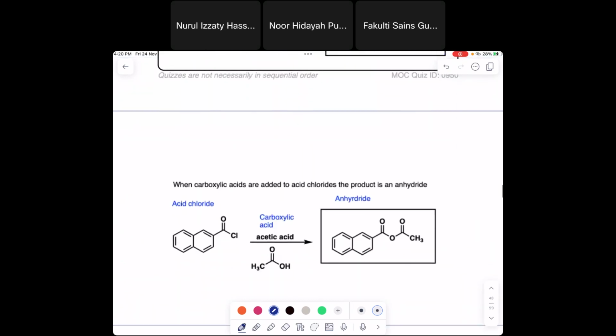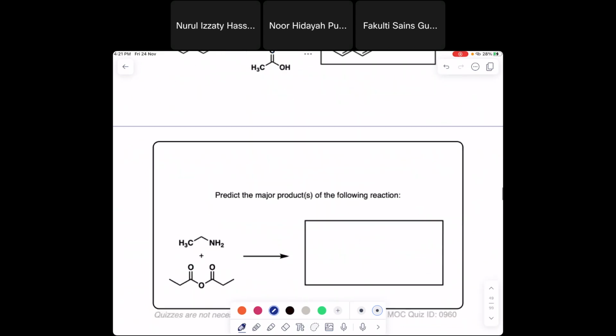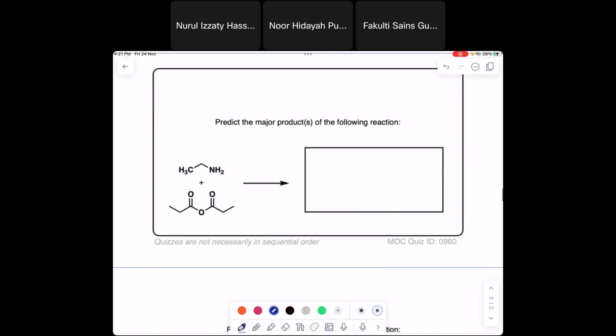Okay. Yeah. So when a carboxylic acid is added to the acid chloride, the product will be your anhydride. Anhydride. Rasanya semua mantap lah ni kan. Very simple one. Okay.